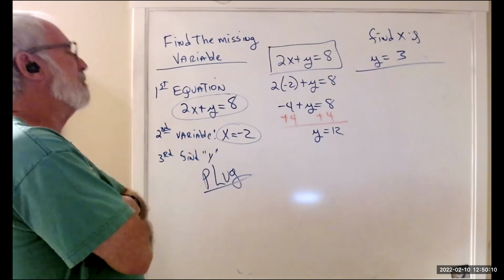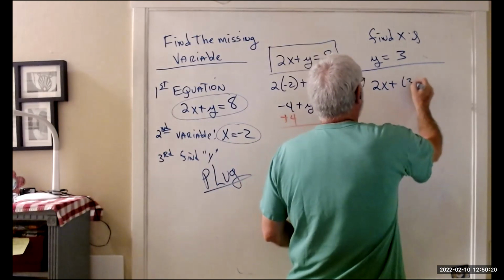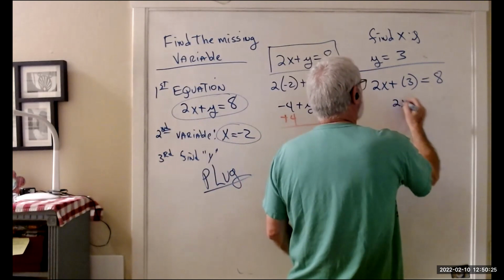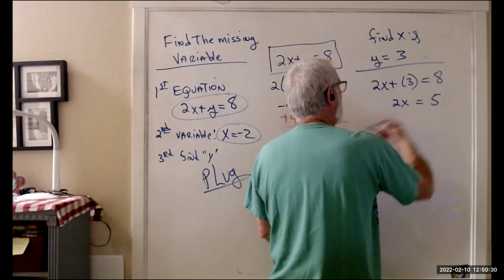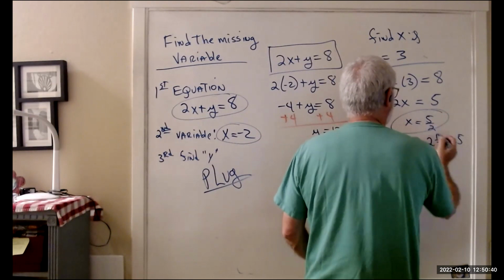Is it 2.5? Or 5 over 2? Yeah, my bad, it's 2.5. So we plug it in, we have 2x plus the 3 that we plug in equals 8. Take away 3 from both sides. Okay, so we get 2x is 5. Divide by 2, x is 5 over 2, or you could say 2.5. All of those are the same.